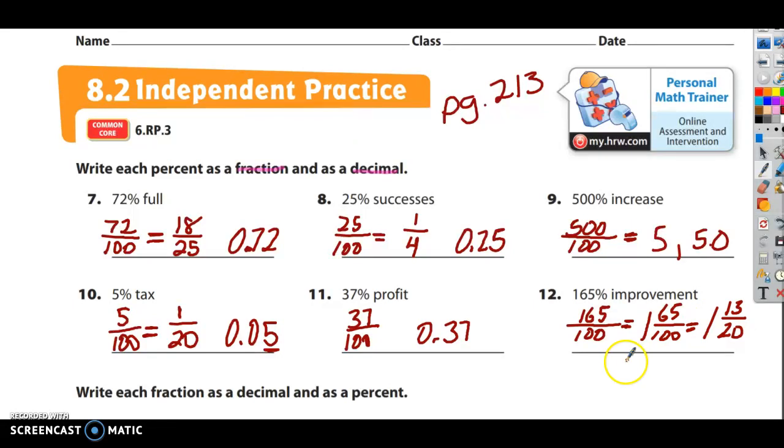And as a decimal, go back to this one right here. It's 165 hundredths, which means I have 65 in the hundredths place, but it's going to be over 1. I want you to notice something. Anytime we have a percent that's over 100, we're going to end up with either a whole number or a whole number with a decimal. So it's going to be 1 and 65 hundredths. All right, good job. Let's move on.